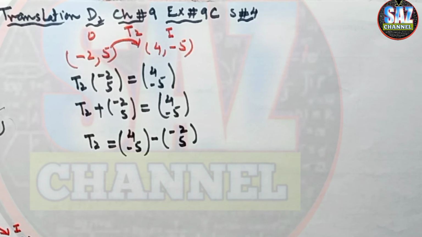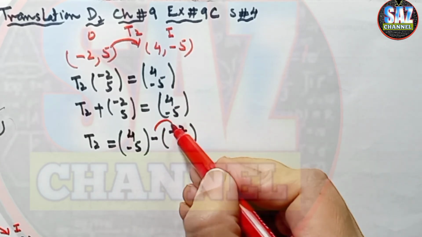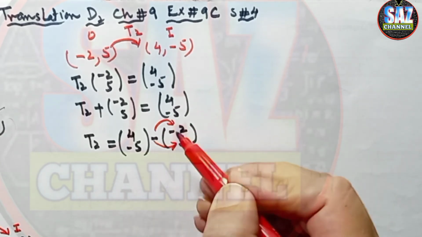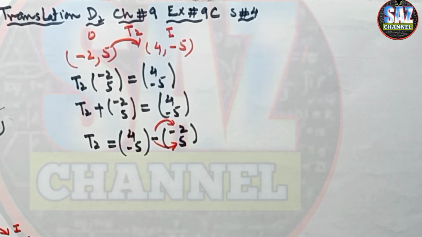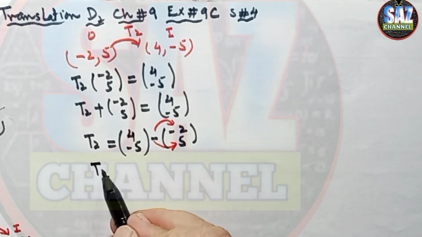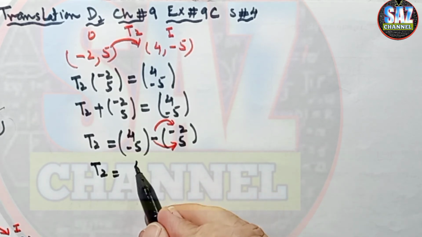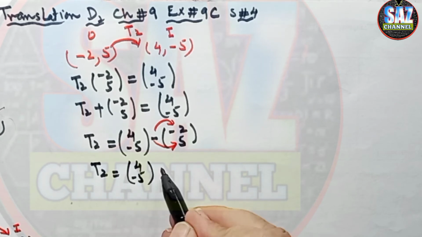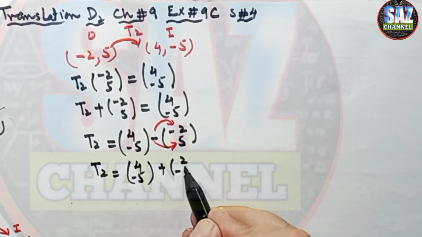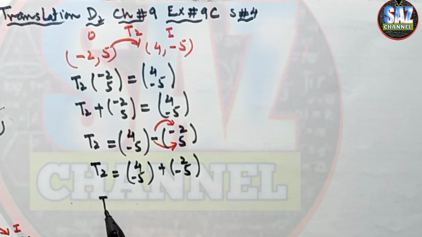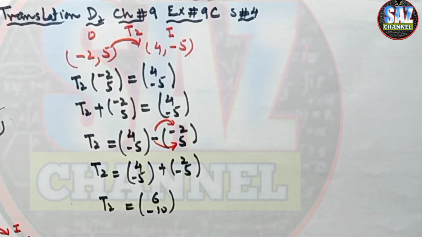Now apply this minus sign on every term inside the bracket. Do not forget the rule of integers, because the lessons of maths are really affected by these all basic concepts. 4 and minus 5 plus 2 and minus 5, and T2 translation vector is 4 plus 2 is 6 and minus 10. 6 and minus 10. Now we have both the translation vectors with us, and now let's move to the final requirement of the question.